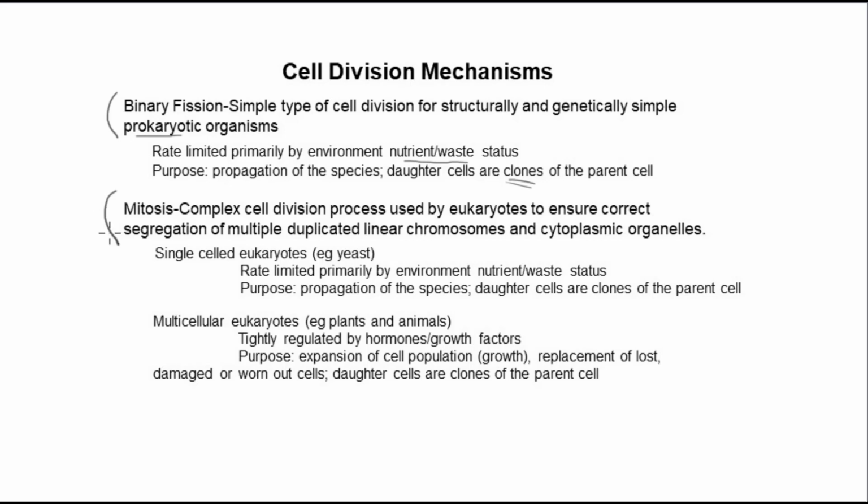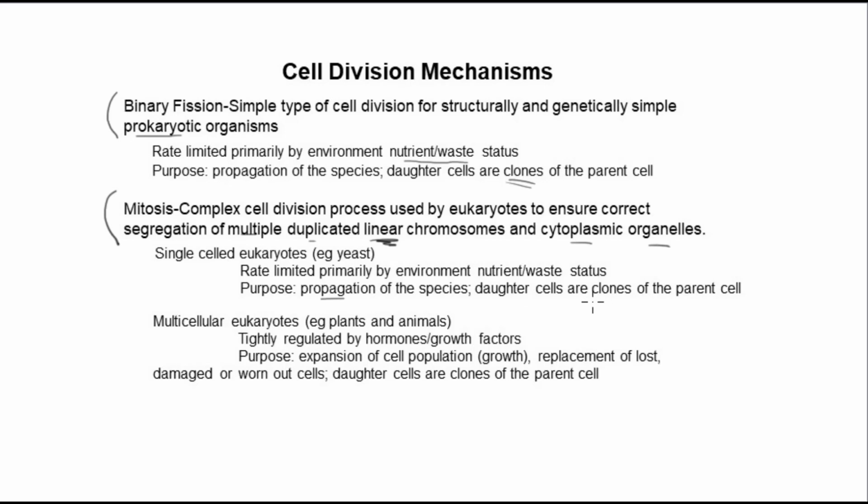Mitosis is a complex cell division process that's used by eukaryotic organisms to ensure that their multiple, duplicated, linear chromosomes and all of their cytoplasmic organelles get appropriately segregated during the process of cell division. Mitosis occurs in single-celled eukaryotes like yeast, and like we saw in prokaryotic organisms with binary fission, the purpose of that mitotic event is going to be propagation of the species. When a yeast cell divides by mitosis, it produces 2 new daughter cells and so essentially continues on that population.